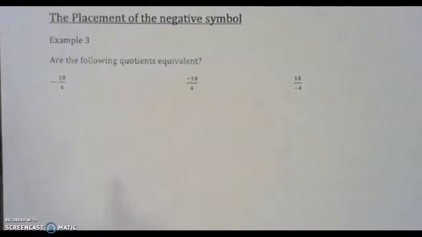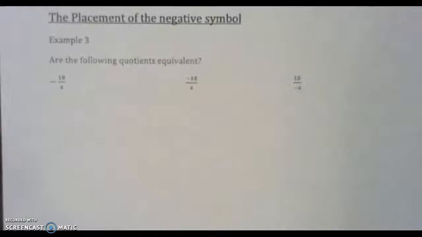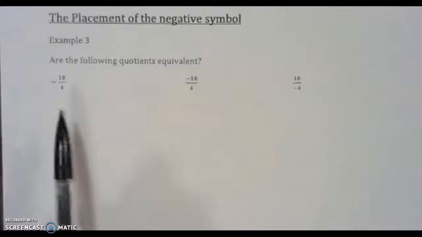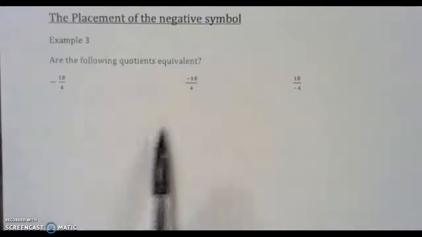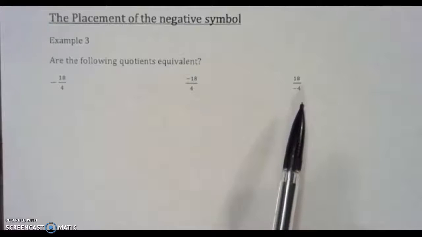One other important piece of information we need to talk about is the placement of the negative symbol when we write our division like a fraction. In this example, I want to know, are the following quotients equivalent to each other? Here I've got the negative symbol out front. Here I've got the negative symbol in the numerator. Here I've got the negative symbol in the denominator.